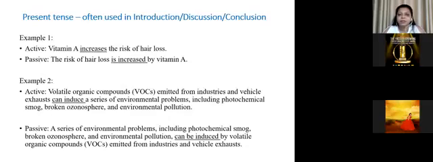What do you think? The first one: vitamin A increases the risk of hair loss. And the second one: the risk of hair loss is increased by vitamin A. Let's say we are going to have this in a discussion, or in the conclusion, or the intro part. Exactly, it depends on the objective of the writer.